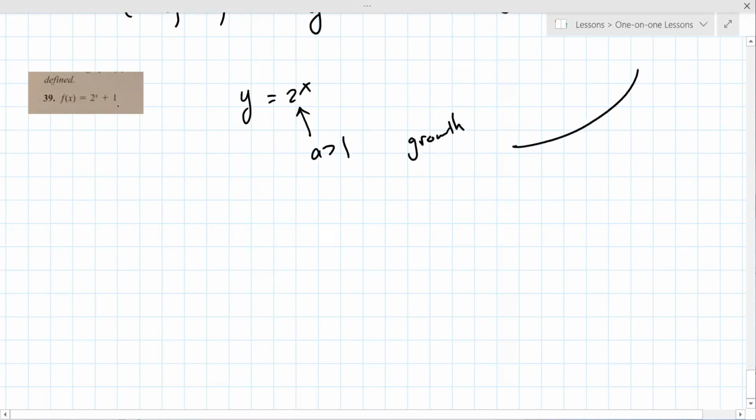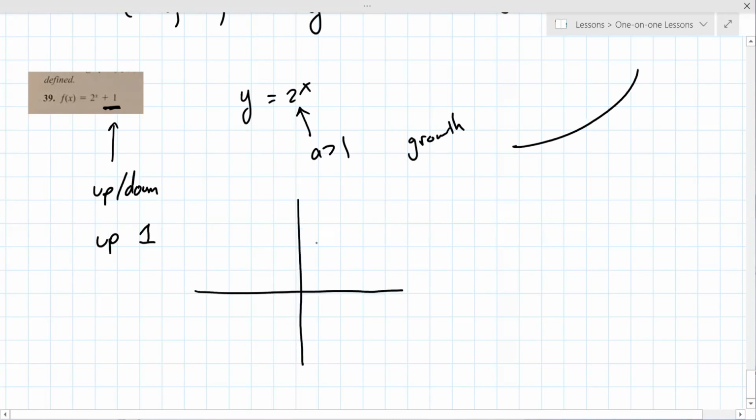So this plus 1 is on the outside of the function. It's either an up or a down. In this case, it's up 1. Oh, okay. So whatever the graph of 2 to the x is, which we can do right here, it's something like this. And it's a growth function. Every point is moved up, so no, that's not right, but it ends up looking like something like that.